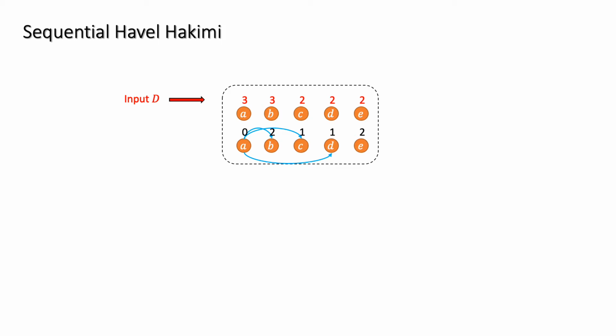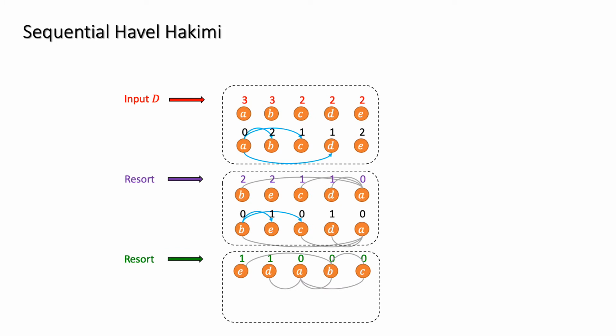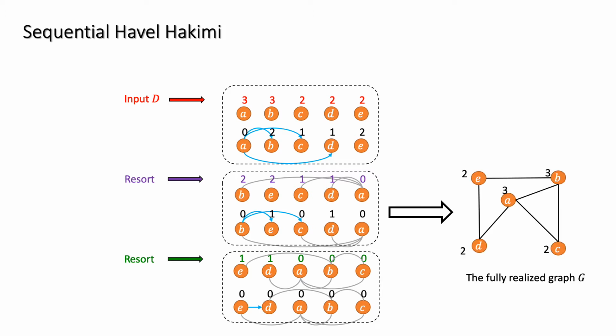The second phase starts with the sorted sequence in purple, and the top node now becomes B. B is then connected to nodes E and C that follow it in the sequence. We obtain the residual degree sequence again. Again, we resort. Now E is the top node. We connect E to D, and the residual sequence is empty. So we are done, and we output the result. This is the fully realized graph we get as an output.